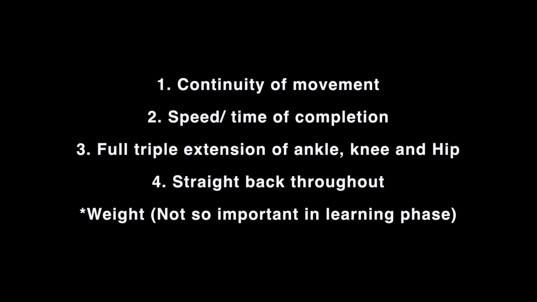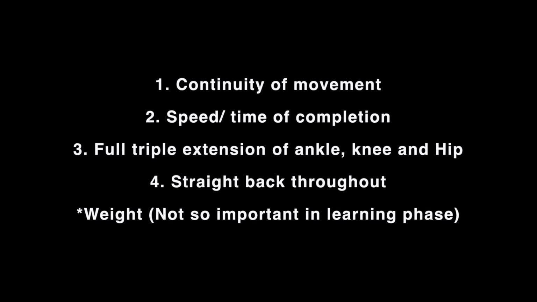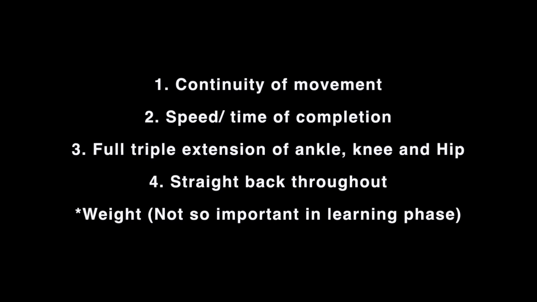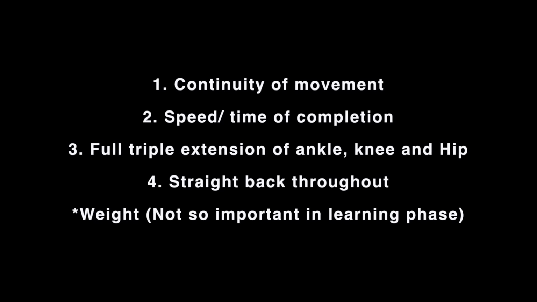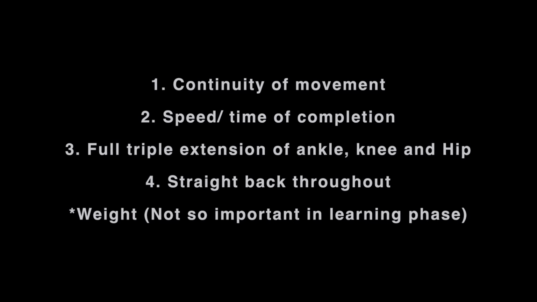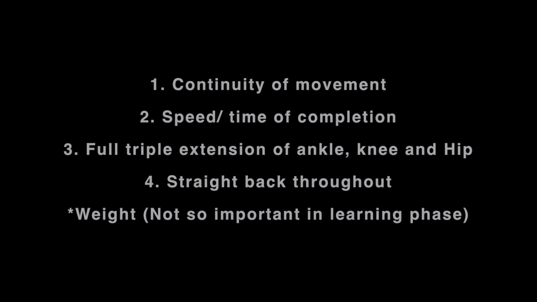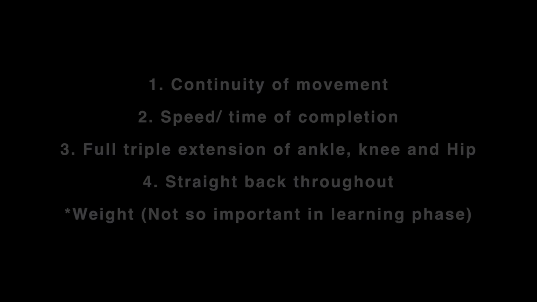Thirdly, we have triple extension of the ankle, knee and hip. This ensures that the leg musculature is generating as much power as possible. Finally, we have straight back. This is an essential safety cue, as this makes it less likely to sprain spinal structures and muscles. Weight is also a consideration in performance. It can affect all of the above, but is usually not so important in the learning phase.